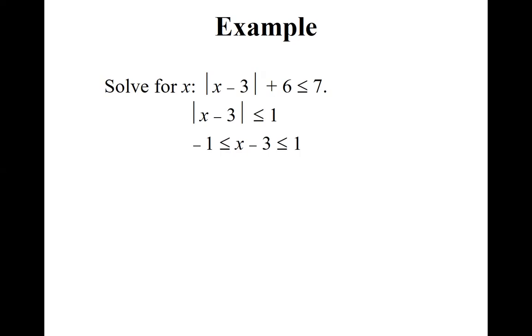To get the x by itself in the middle, we want to get rid of -3, so we need to add 3, which means we need to add 3 everywhere. -1 plus 3 is 2. X minus 3 plus 3 just leaves us with x, and 1 plus 3 is 4. So we get x is between 2 and 4, including both values. In interval notation, that is 2 on the left with a bracket, 4 on the right with a bracket.